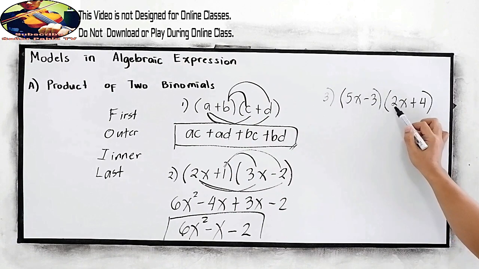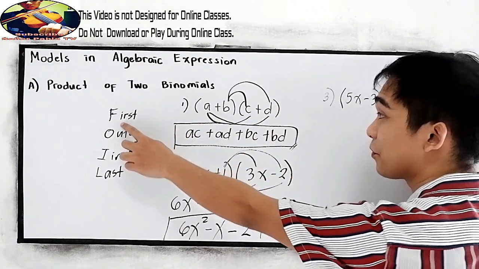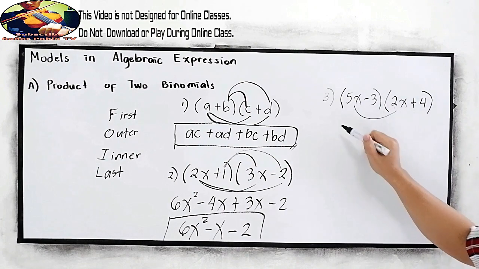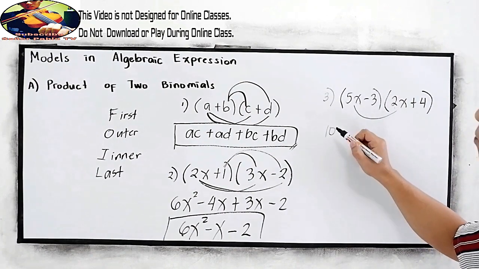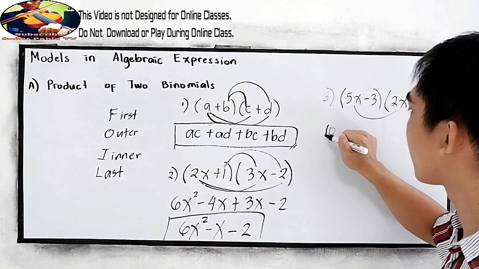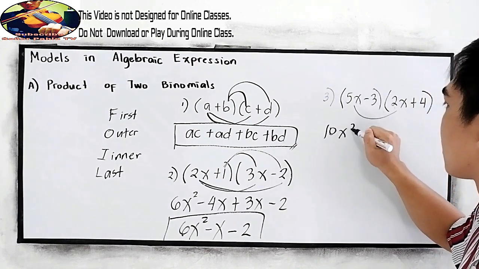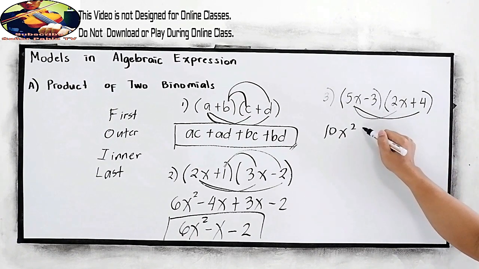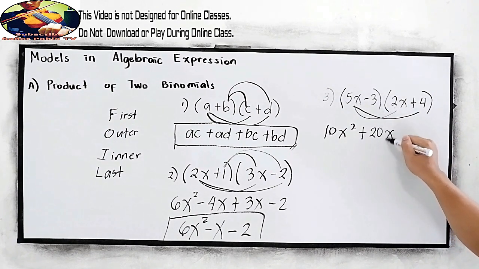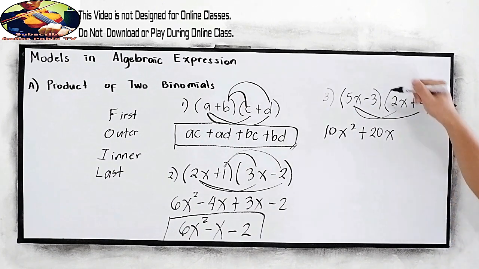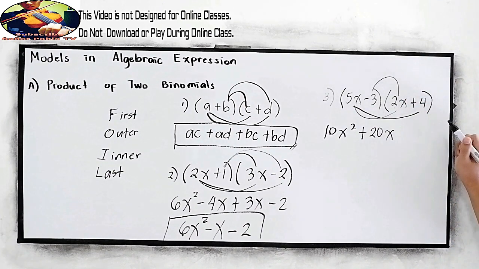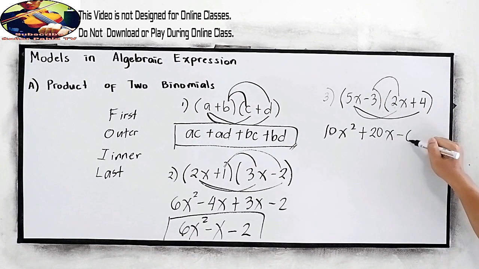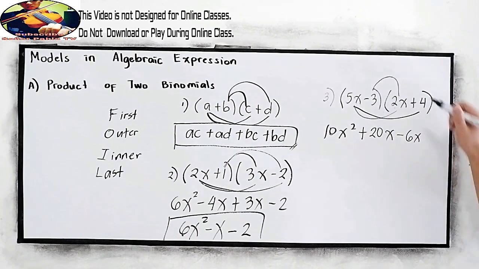5x times 2x. That is our first terms. That will give us 10x squared. 5x times positive 4, that is positive 20x. Next, negative 3 times positive 2x, that is negative 6x. And negative 3 times positive 4, that is negative 12.